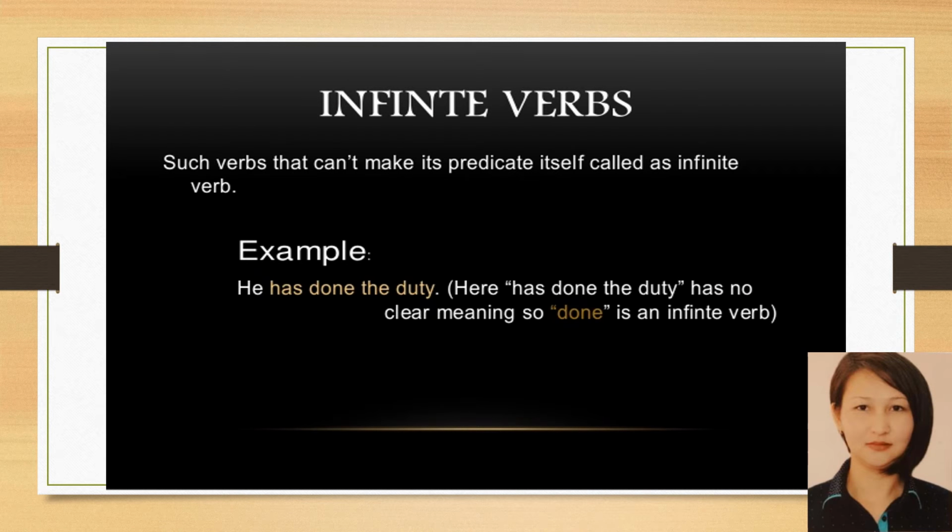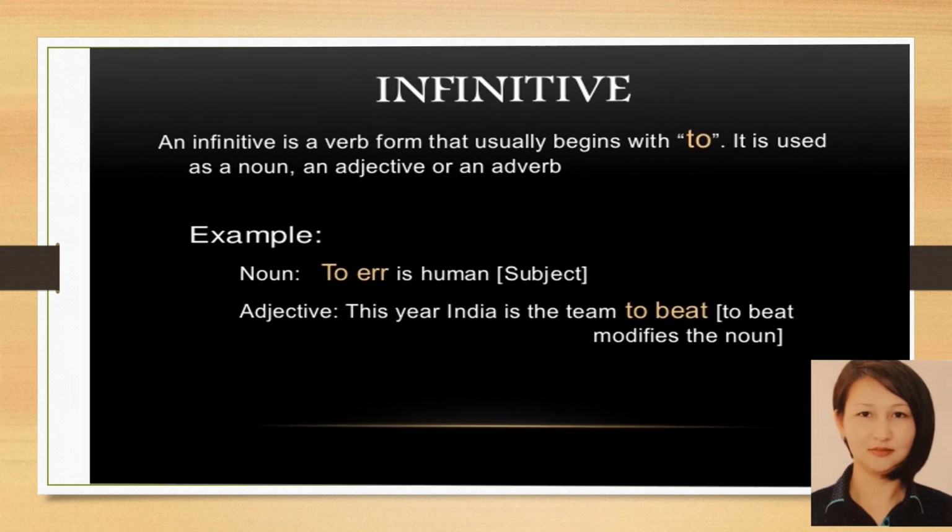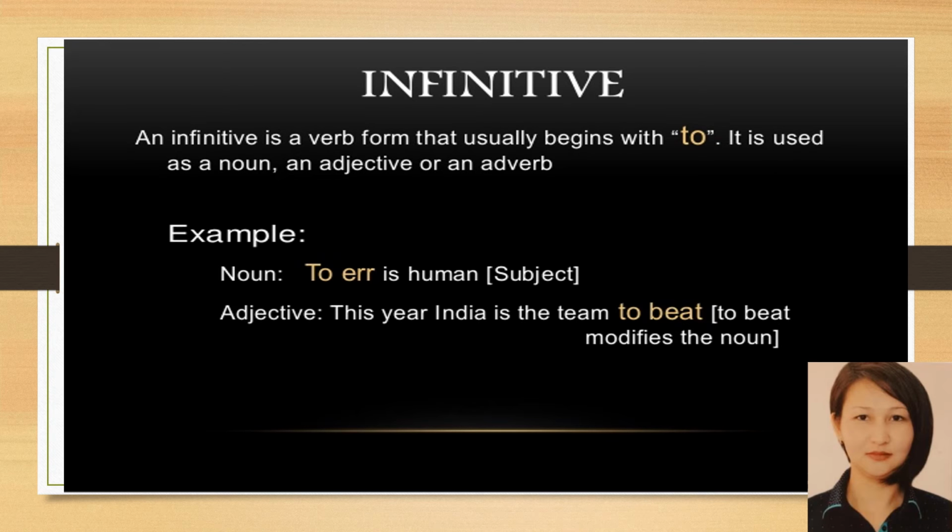Infinite verbs. Such verbs that can't make their predicate itself are called infinite verbs. For example, he has done the duty. Here, has done the duty has no clear meaning, so done is an infinite verb. Infinitive verb. An infinitive is a verb form that usually begins with to. It is used as a noun, an adjective, or an adverb. For example, noun, adjective. This year, India is the team to beat. To beat modifies.